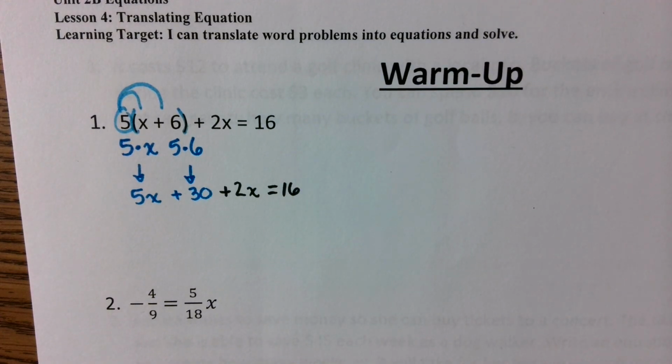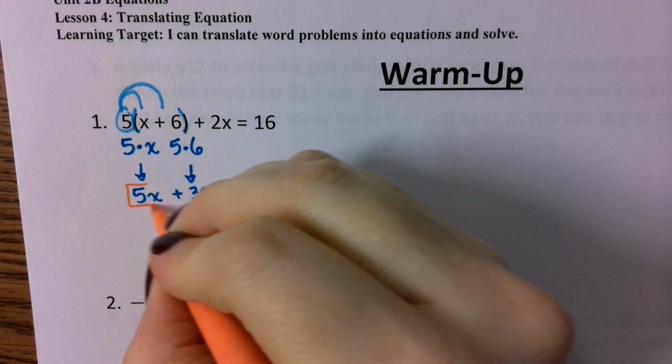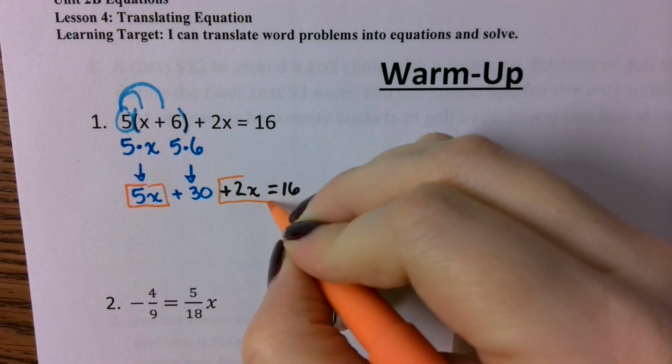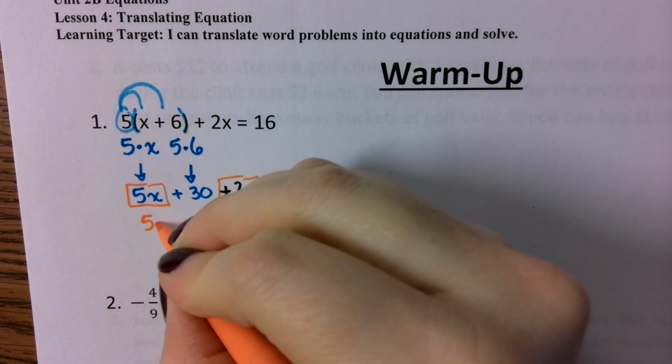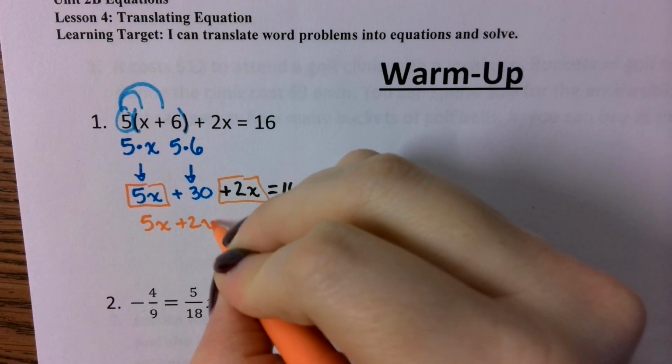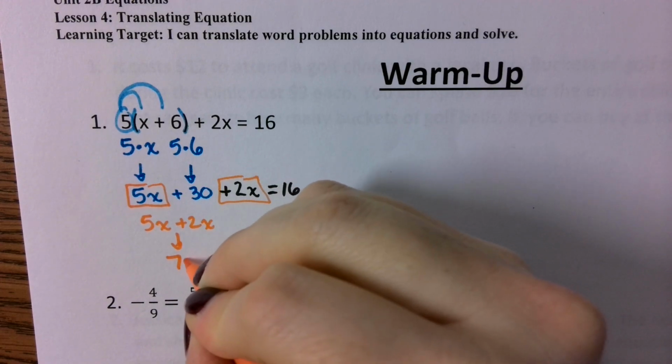Okay, next question to ask. Can we combine any like terms? Yeah, what can we combine? Good, we can combine 5x and we can combine 2x. So we can do 5x plus 2x, which is going to give us 7x.